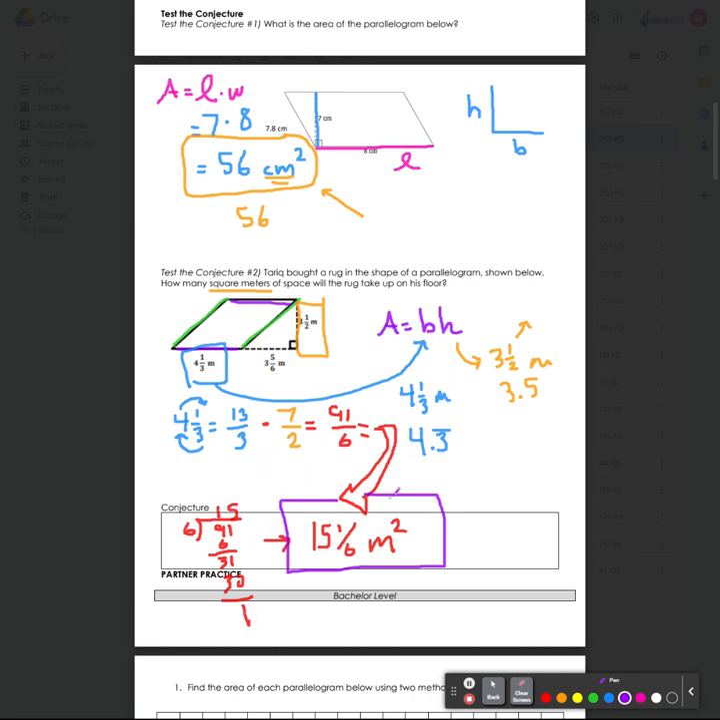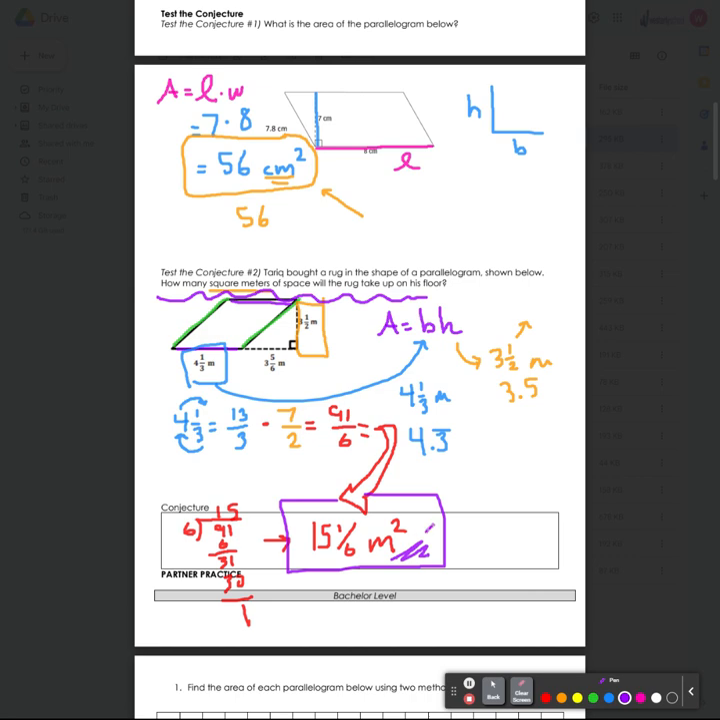So that's going to be the area of the rug, or that's how many square meters of space the rug will take up on Tariq's floor. And once again, kiddos, we want to remember that our units are meters squared, so we want to make sure that we are not forgetting that that's meters squared.